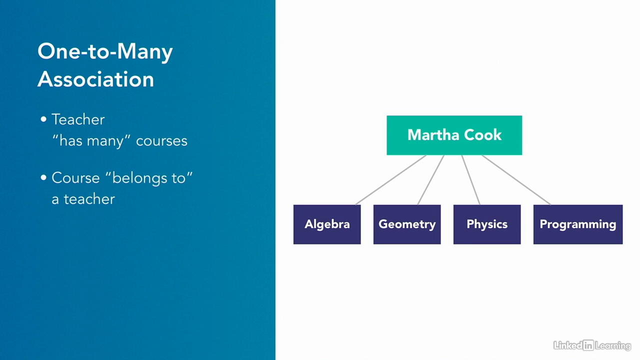There's a relationship between them, and we keep track of this relationship by using a foreign key that's on the courses table. That means that there's a column in the courses table that contains IDs of the teacher that each course belongs to. So if we went to the record for algebra, its foreign key column would have an ID that is Martha Cook's ID. It allows us to know that algebra belongs to Martha Cook and that Martha Cook has many courses, including algebra.